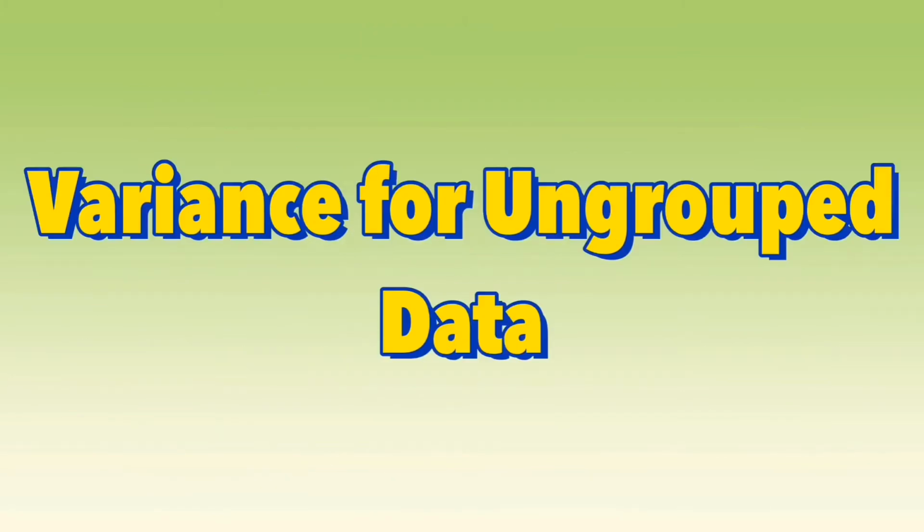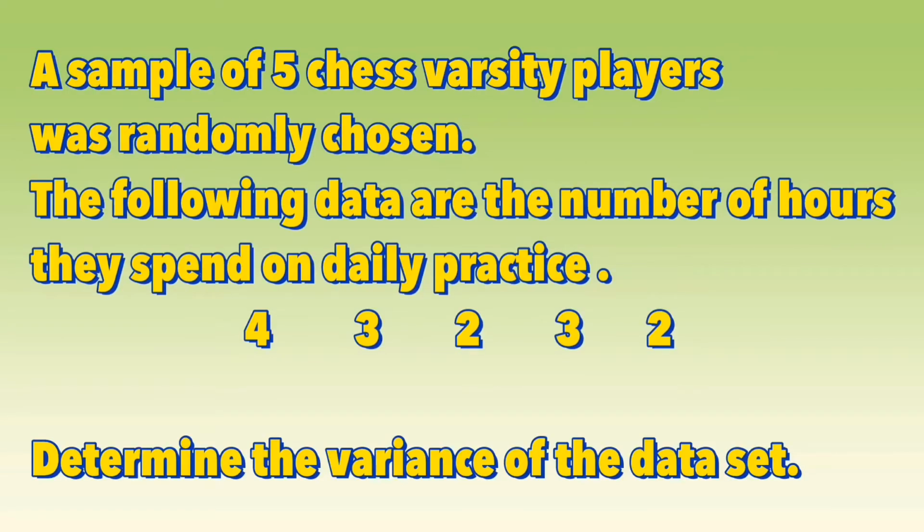And how to compute the variance for ungrouped data. Variance means the average of squared deviations. Sample number 3: a sample of 5 chess varsity players was randomly chosen. The following data are the number of hours they spent on daily practice: 4 hours, 3 hours, 2 hours, 3 hours, 2 hours. Question: determine the variance of the data set.